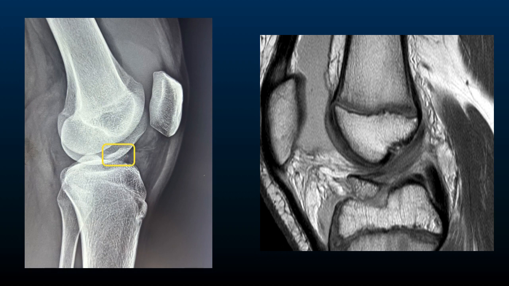So as you can see on the left of your screen is an X-ray of an ACL avulsion injury, where you can see a small ACL avulsion fragment. And on the right of your screen you can see an MRI picture of an ACL avulsion fragment with the ACL intact.